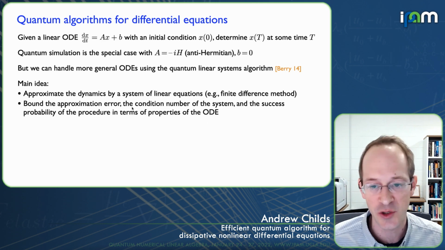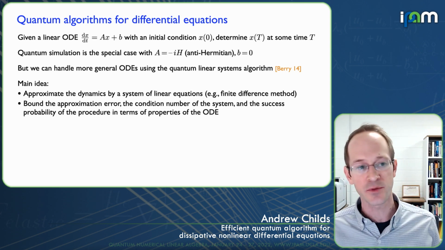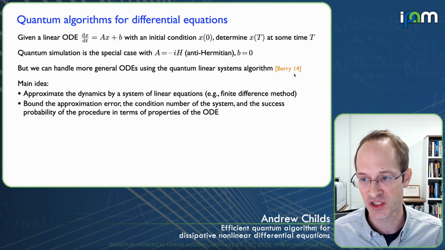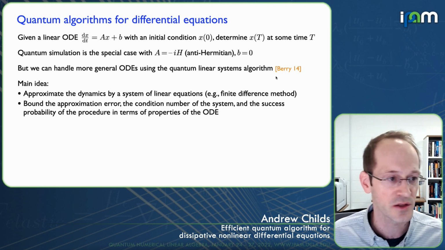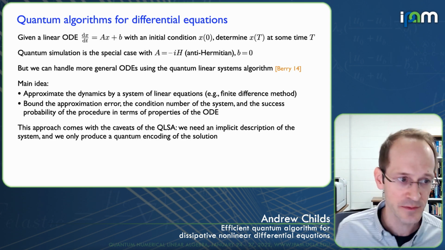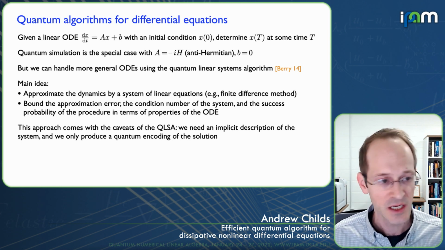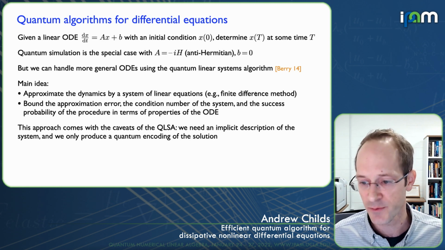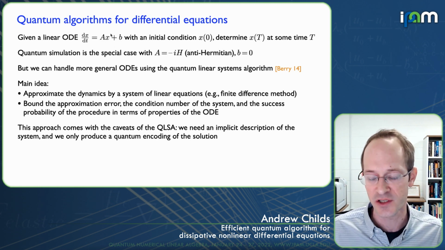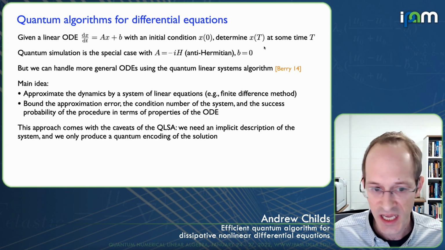So you can do that by understanding what the condition number of this linear system that you write down is, but then you would like to describe that condition number in terms of basic properties of the system of differential equations, and that's much of the technical work that goes into this paper: showing how to do that. Okay, so this algorithm, of course, comes with many of the caveats of the quantum linear systems algorithm. You need to have the right kind of implicit description of the linear system, of the system of linear differential equations, and also of the initial state.